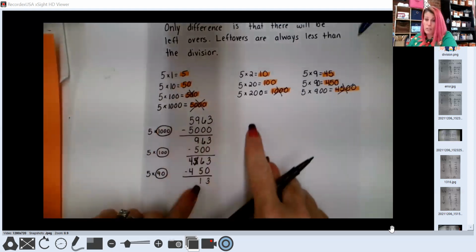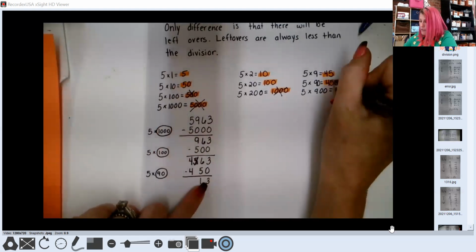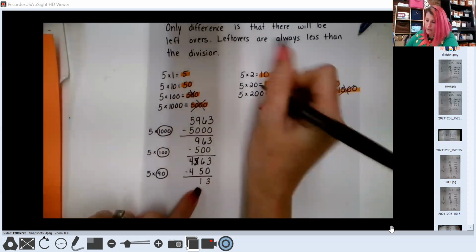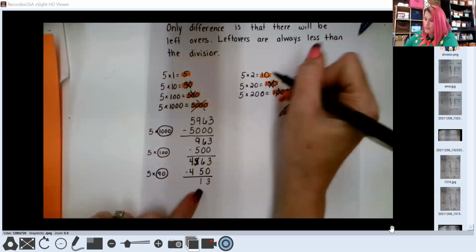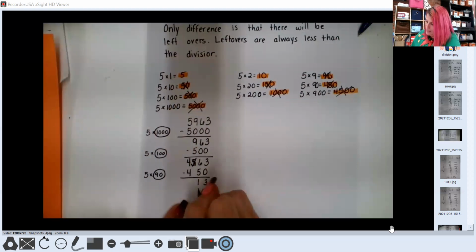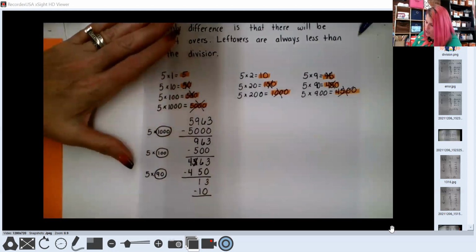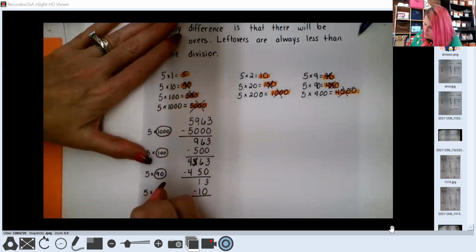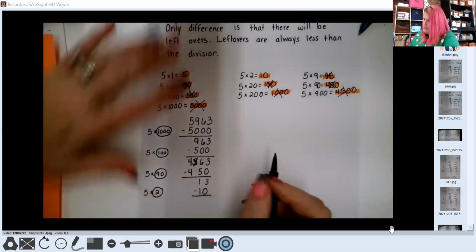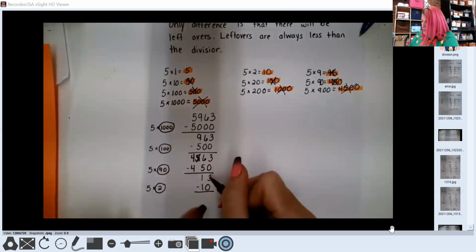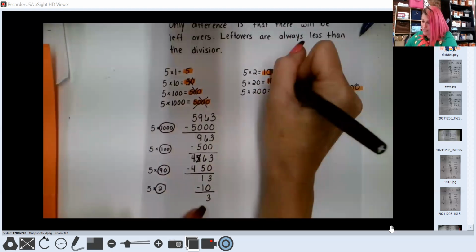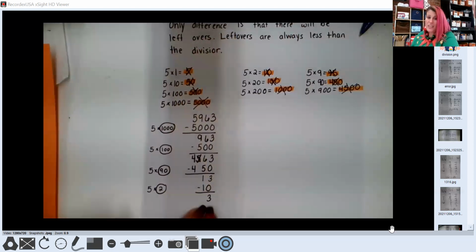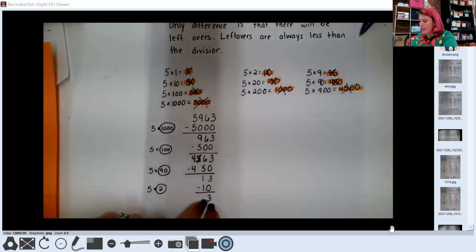I'm going to go through my multiples. Can't use 450, I only have 13 left. Can't use 100. Can't use 50. Can't use 45, but I can use 10. So that's going to be my next multiple that I take out, so that I'm taking out the biggest chunk. And that's 5 times 2, and I circle the 2. Now I'm going to subtract. 3 minus 0 is 3. 1 minus 1 is 0. Now I can't use 10 and I can't use 5. So this is less than 5, which means that's my remainder. Whatever's left over here, that's my remainder.